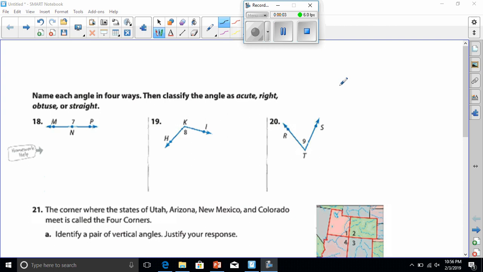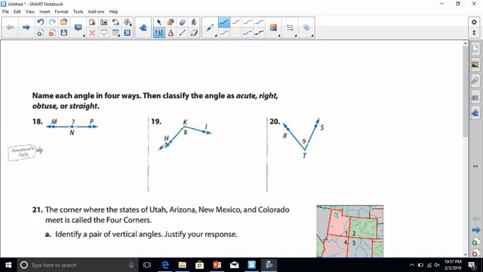We're going to be working with classifying angles tonight. I will do the odd ones. The first part says, name each angle in 4 ways. Then classify the angle as acute, right, obtuse, or straight. If I was to classify number 19, I could say it was HKI.